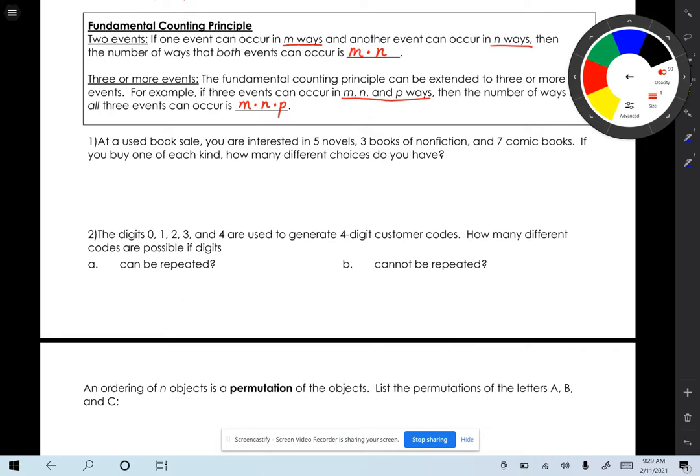Okay, at a used book sale, you are interested in 5 novels, 3 books of nonfiction, and 7 comic books. If you buy one of each kind, how many different choices do you have? So 5 novels, 3 nonfiction books, 7 comics. So that's 15 times 7, it's 105 choices.